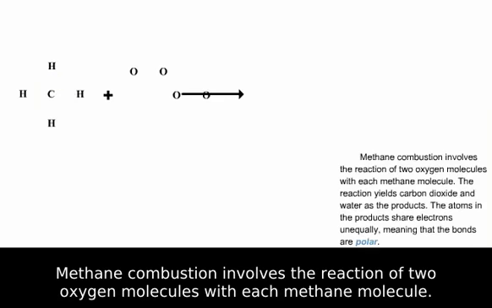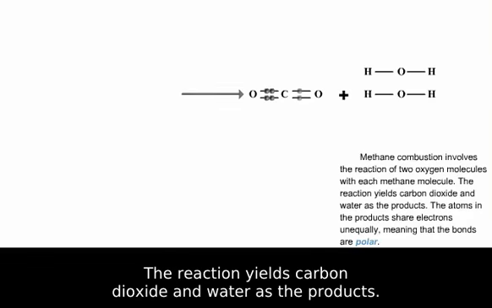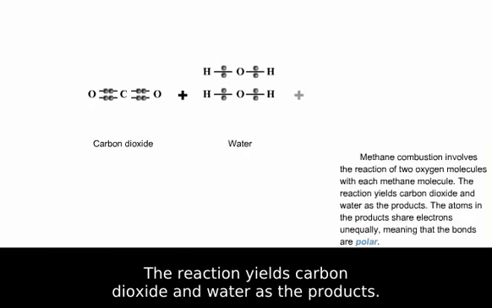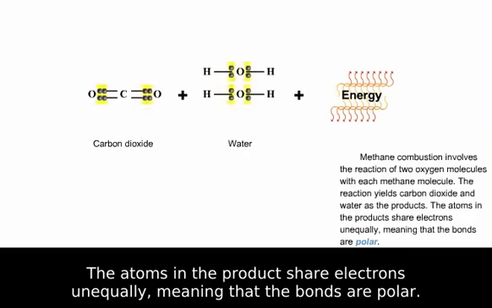Methane combustion involves the reaction of two oxygen molecules with each methane molecule. The reaction yields carbon dioxide and water as the products. The atoms in the product share electrons unequally, meaning that the bonds are polar.